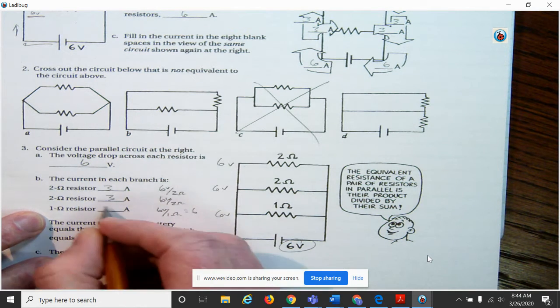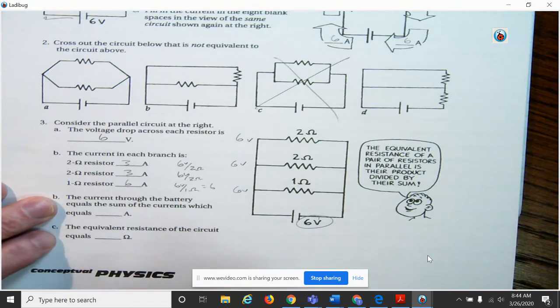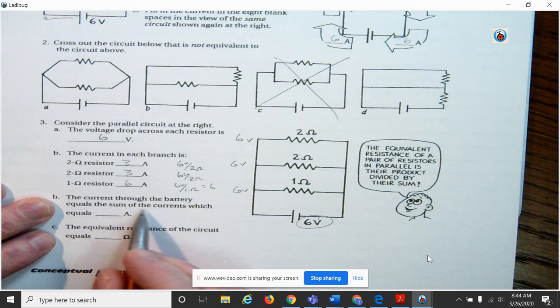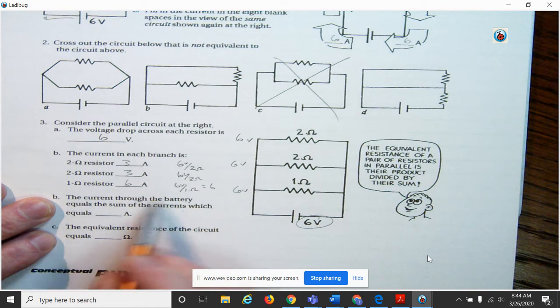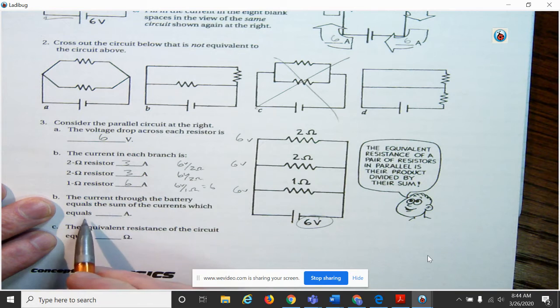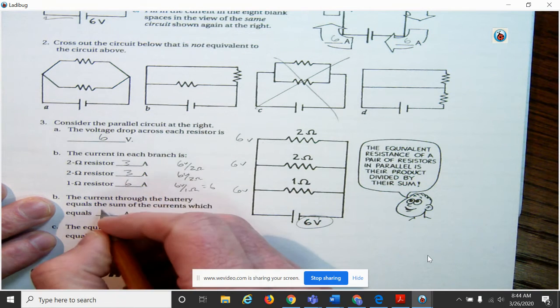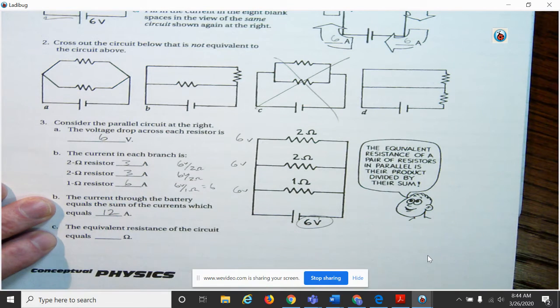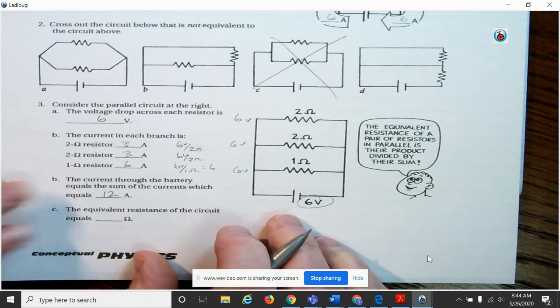All right. Make sense so far? Now, the current through the battery equals the sum of the currents, which equals what? Well, 3 plus 3 plus 6 is going to be 12. All right? Make sense so far? All right. Moving right along.